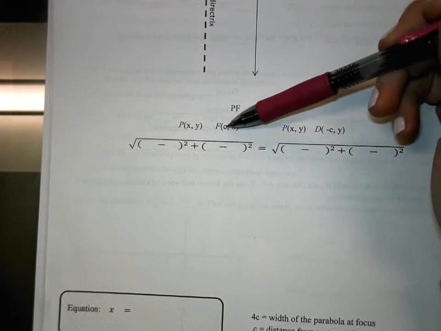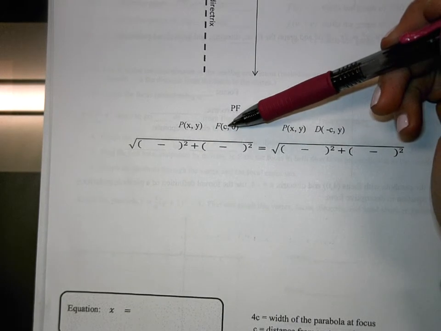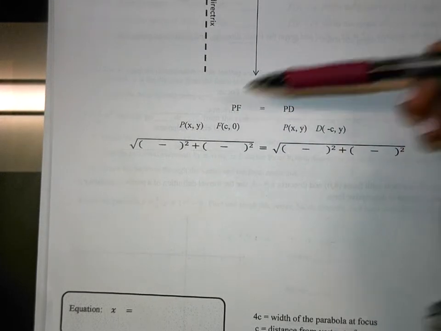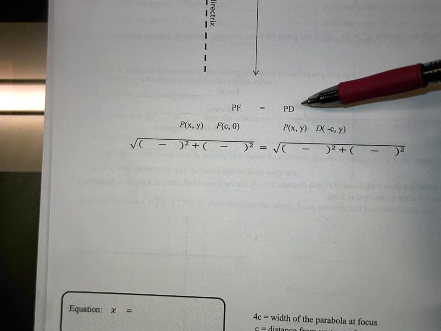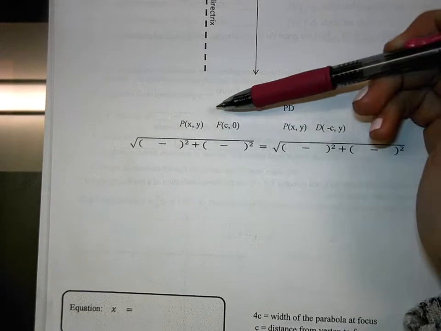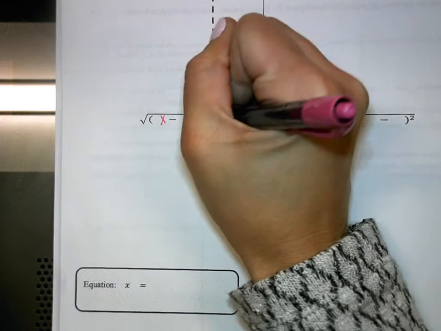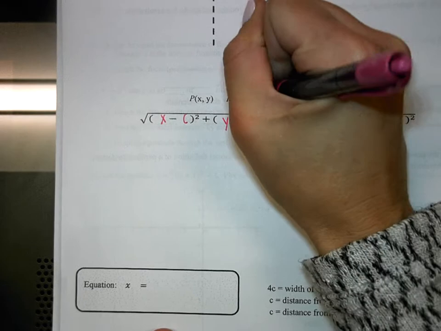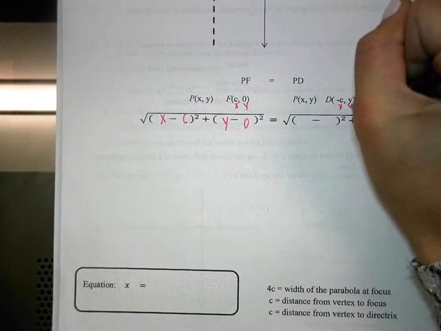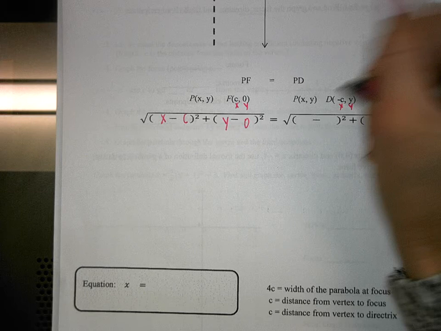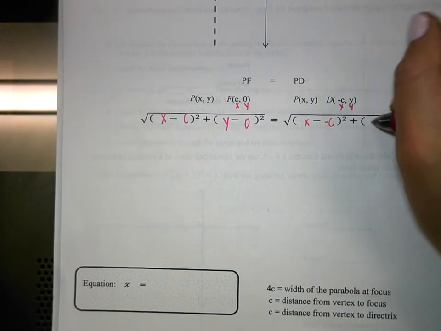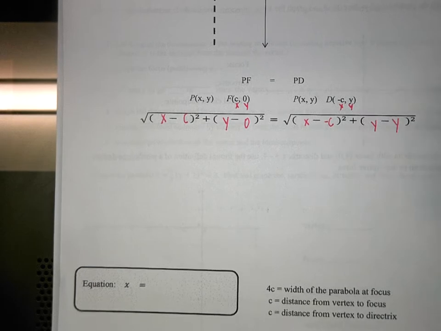Just like before, we're using the distance as c, so that could be any value. We're going to plug it into our distance formula, because the distance from the point to the focus should equal the distance from the point to the directrix. The point we're using is (x, y). So when we plug it in here, we end up with (x minus c) squared plus (y minus 0) squared, because this is x and y.